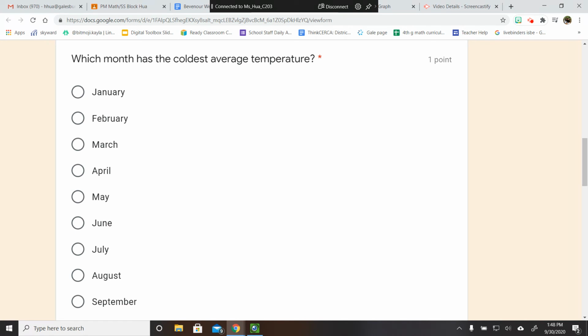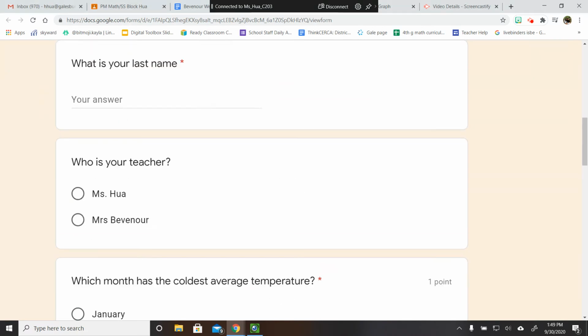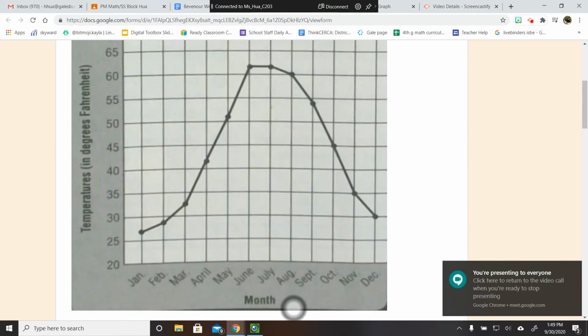Okay, so I'm on number 1. Elizabeth, would you please read that problem out for us? Which month has the coldest average temperature? Okay, so January, February, March, April, and so on and so forth. That's right. So I'm going to look back on the map right here.